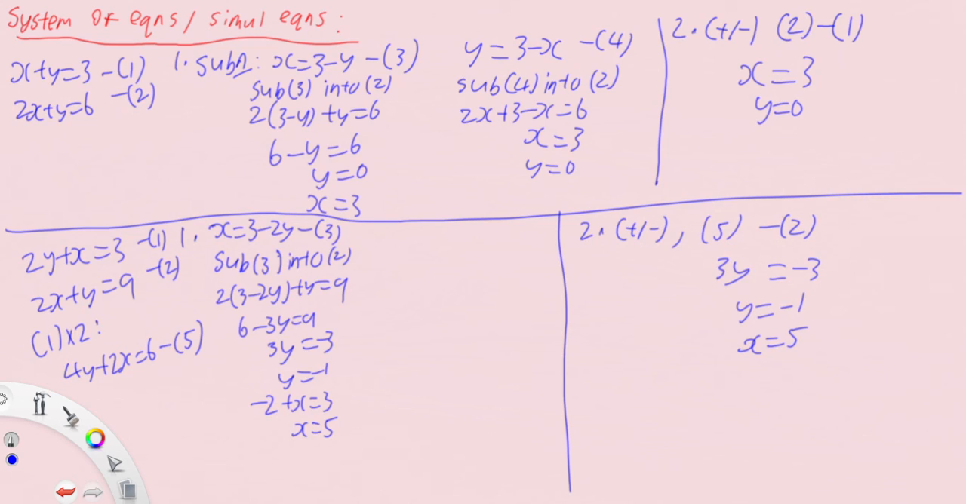All right. So these are the two main methods to solve systems of equations, or simultaneous equations, for two variable linear equations, two variables, two equations. So yeah, a very simple technique, and that's about it.